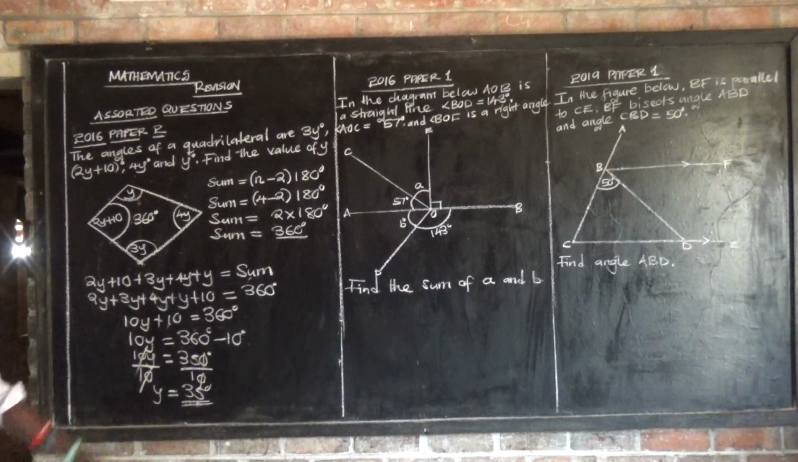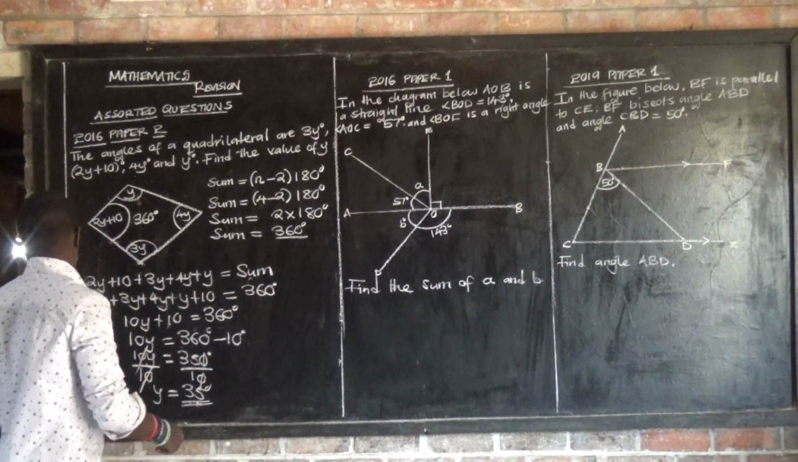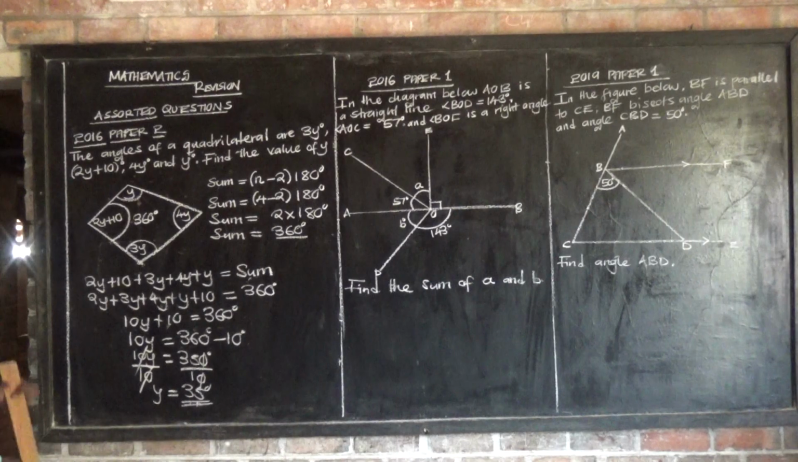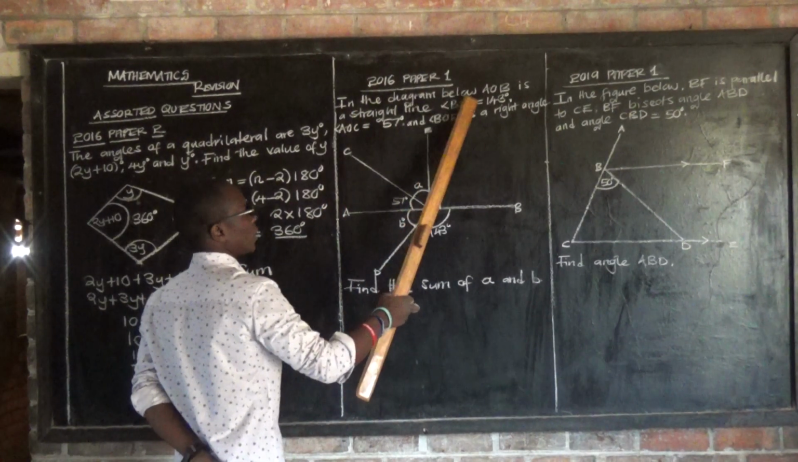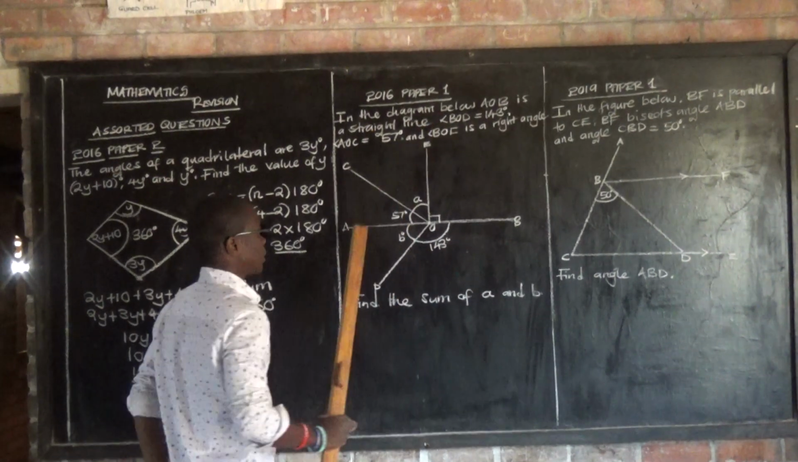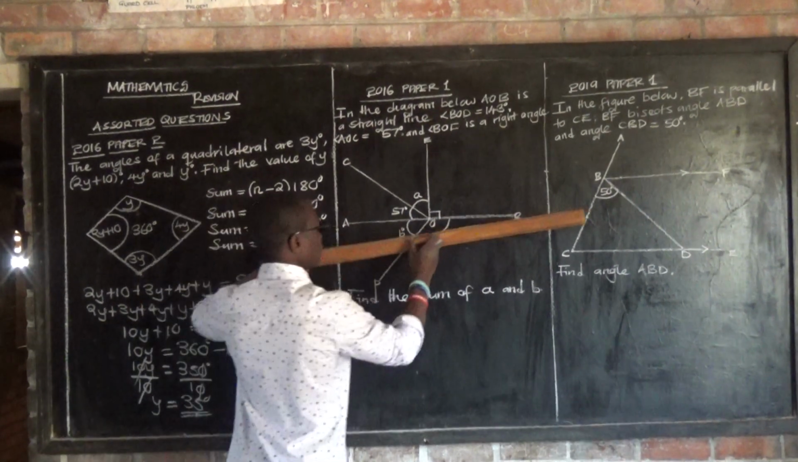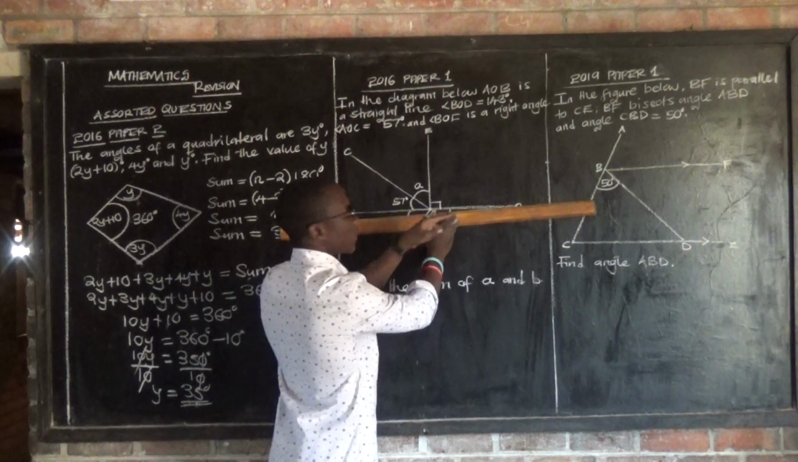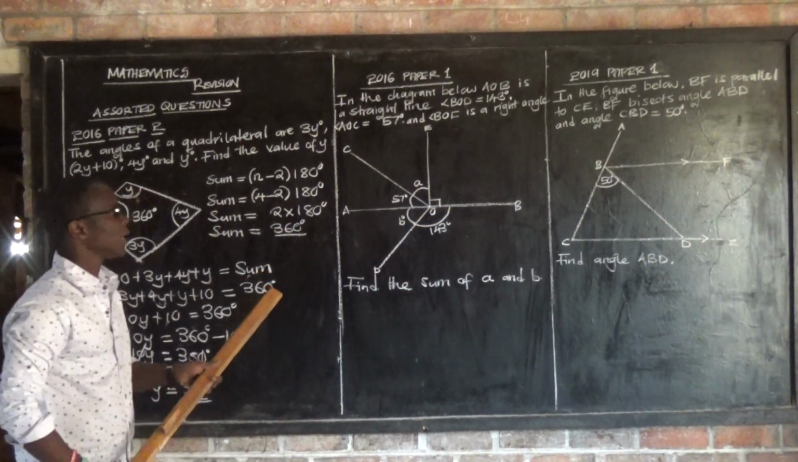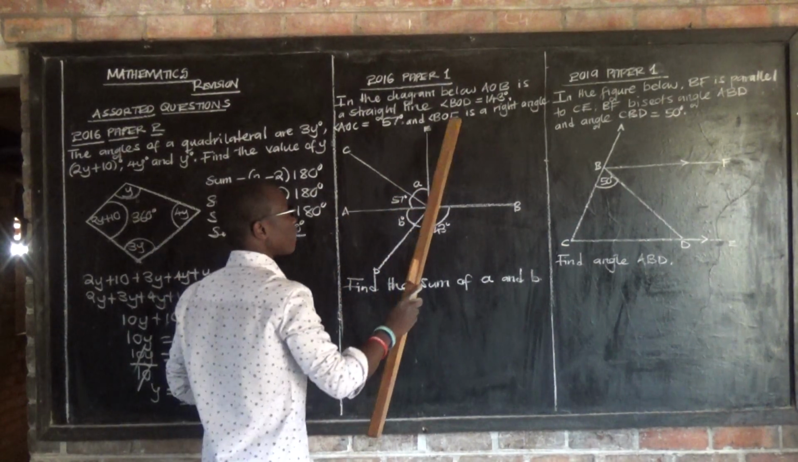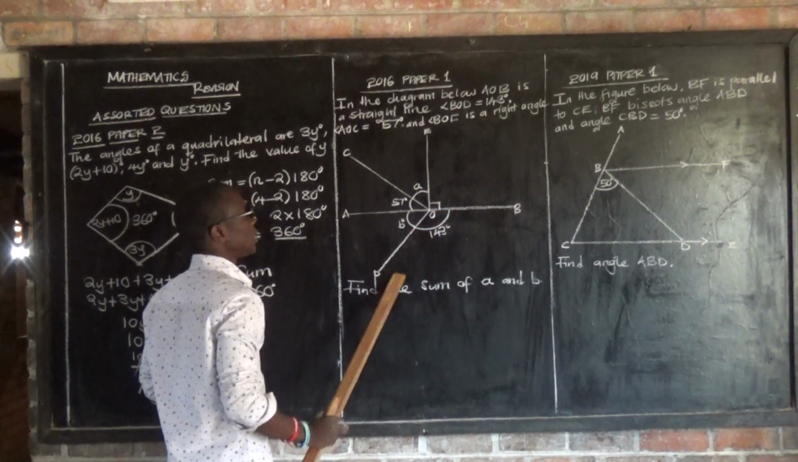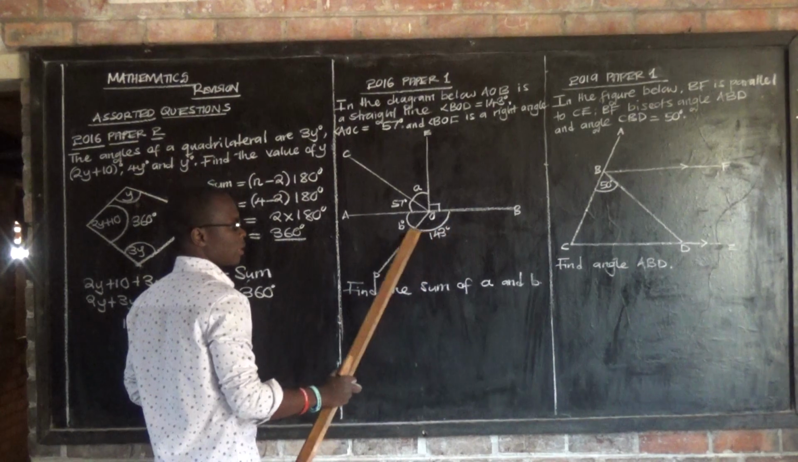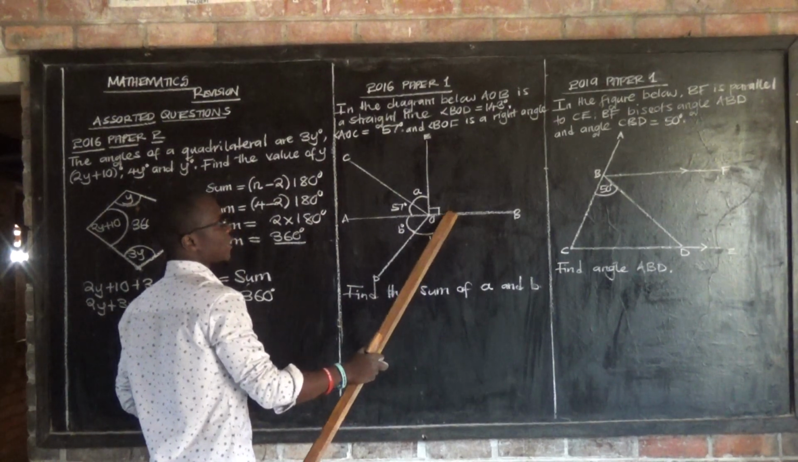Let's look at this other question. This question is saying, in the diagram below, AOB is a straight line. AOB, this one, you see? AOB is a straight line. Are we together? Then angle BOD, where is B? BOD, it's 143, this one, right? It's 143. Are we together, guys?